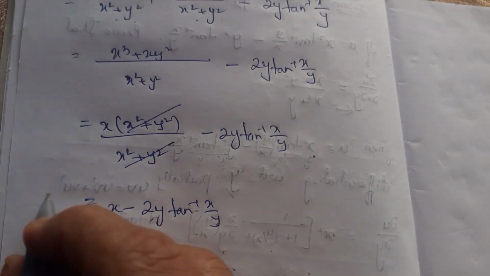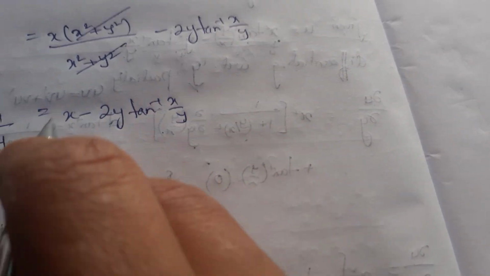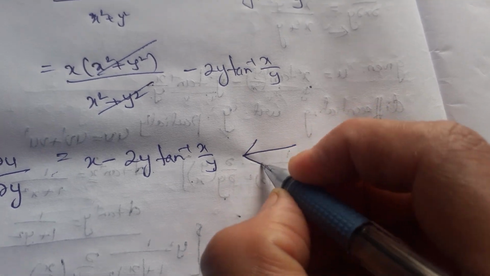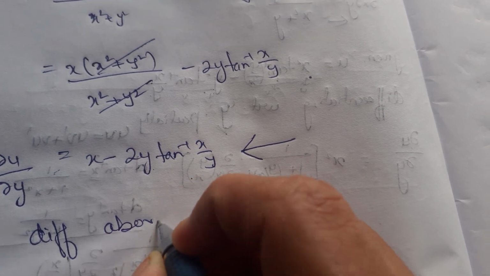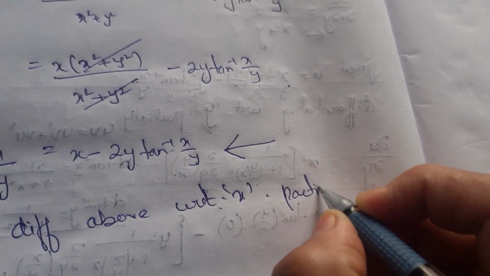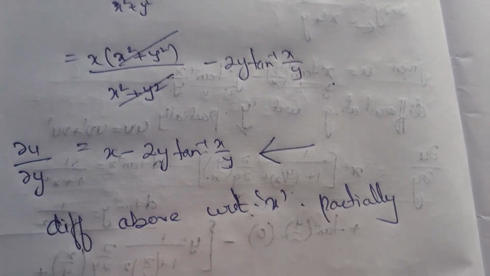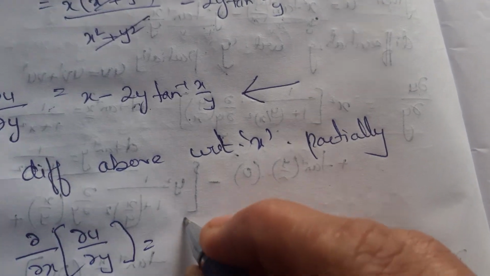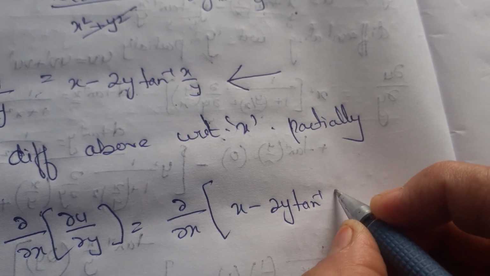This is the leftover term, and this is called dou u by dou y. Now what we have to do with this equation is differentiate it with respect to x, partially. Dou by dou x of dou u by dou y is equal to dou by dou x of x minus 2y tan inverse x by y.